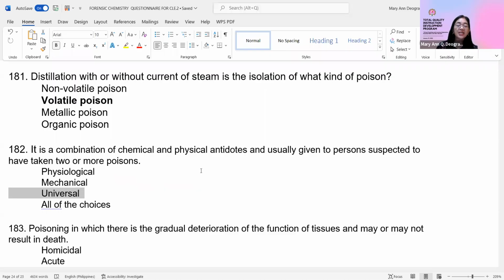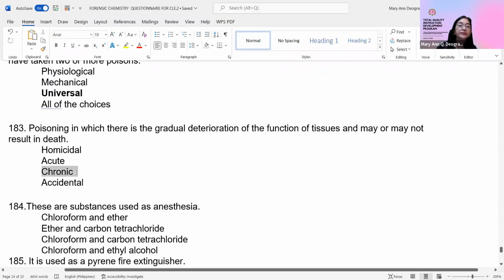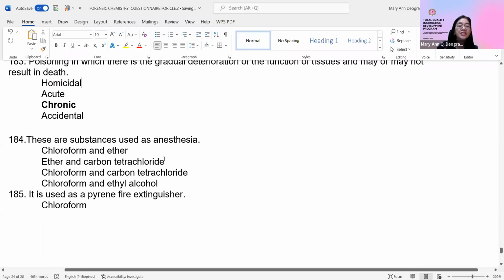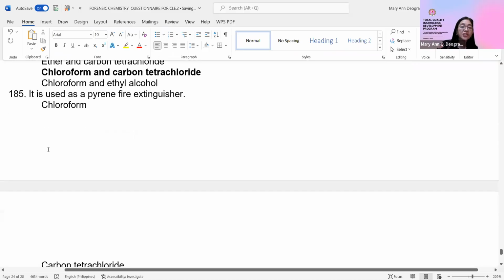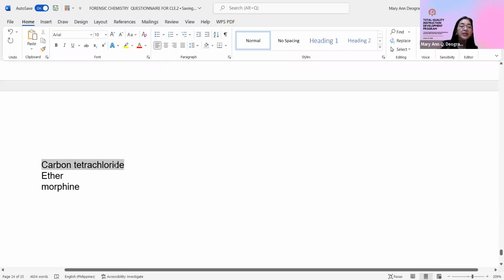Poisoning in which it is a gradual deterioration. Ito na yung in-explain ko kanina. So that's chronic. Okay. Anesthesia, substances used as anesthesia. So these are, okay, chloroform and carbon tetrachloride. Yan, mga anesthetics yan. Ether is a poisonous substance. Okay, hindi pwede. It is used as a fire extinguisher, so that's carbon tetrachloride. Okay, tapos na yata tayo.